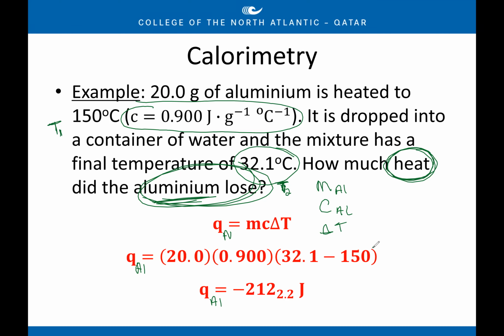What that's going to do is give us a negative number down here. So I take my mass of aluminum, 20 grams, my heat capacity of aluminum, and I multiply it by my change in temperature, final minus initial, and I get my answer. The aluminum has lost 212 joules of heat, 212 joules.